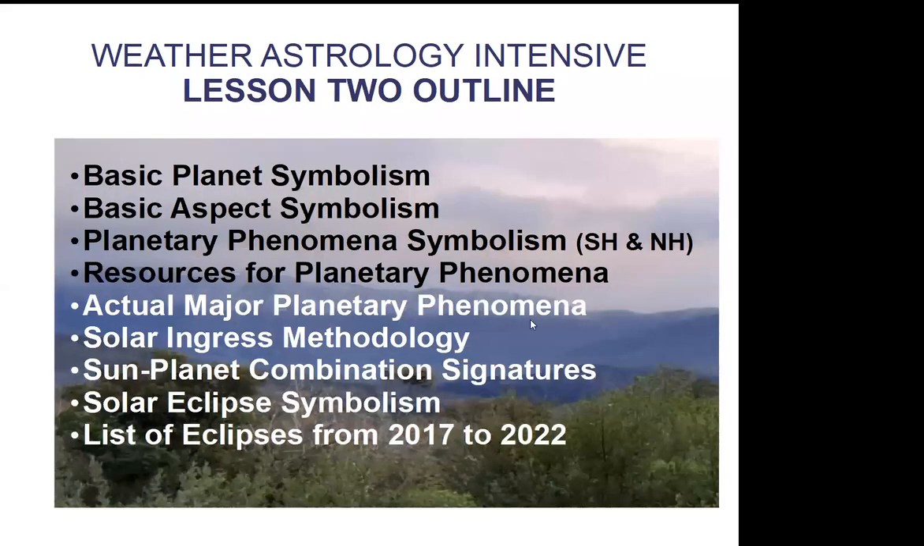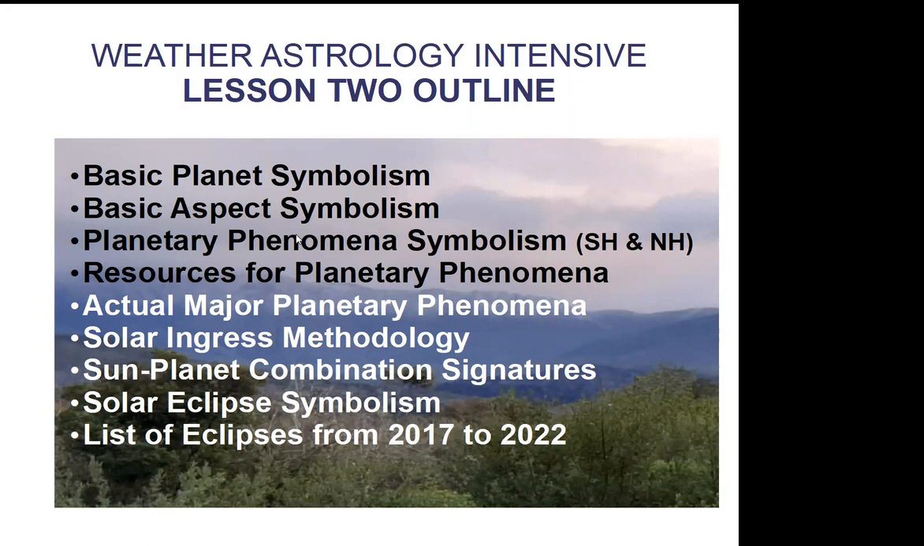All right, so our lesson outline: we've got basic planet symbolism and basic aspect symbolism, because if we don't have that, we're not going to be able to read our solar ingress chart. So we're going to quickly go through that. Then we're going to look at planetary phenomena, things that we don't normally use as natal astrologers, like perigees, apogees, perihelions and aphelions. So all that counts, major planets going stationary, and we've got a whole list of symbolism there, and that's in the notes.